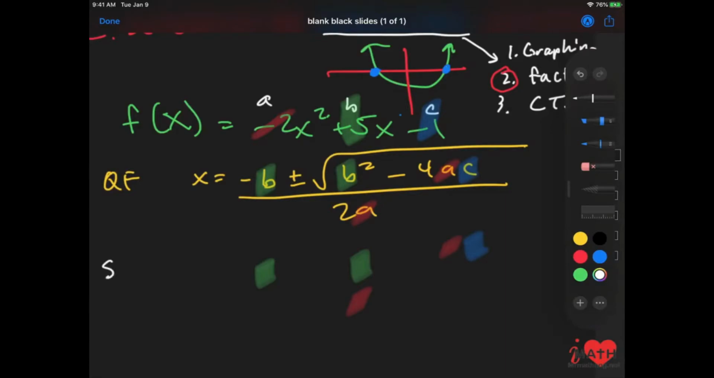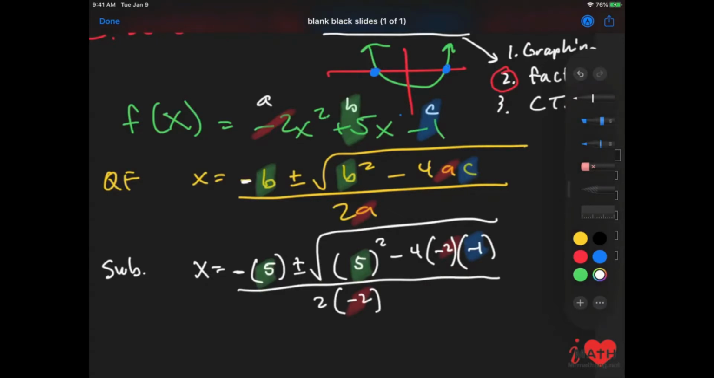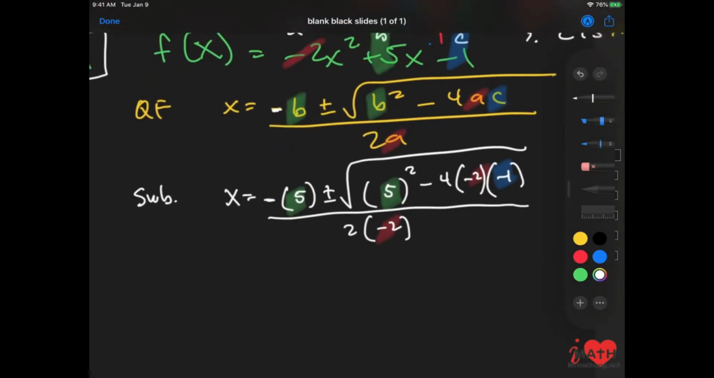So now let's go ahead and do the substitution. X equals, remember you have to have this negative sign on the outside, regardless of whatever the b value is, which is 5, plus or minus the square root. The b value is 5. Remember, you put your replacement in parentheses, minus 4 times -2 times c value, which is -1, all over 2 times the a value, which is -2. So we just replace those values, right? And now let's go ahead and simplify.